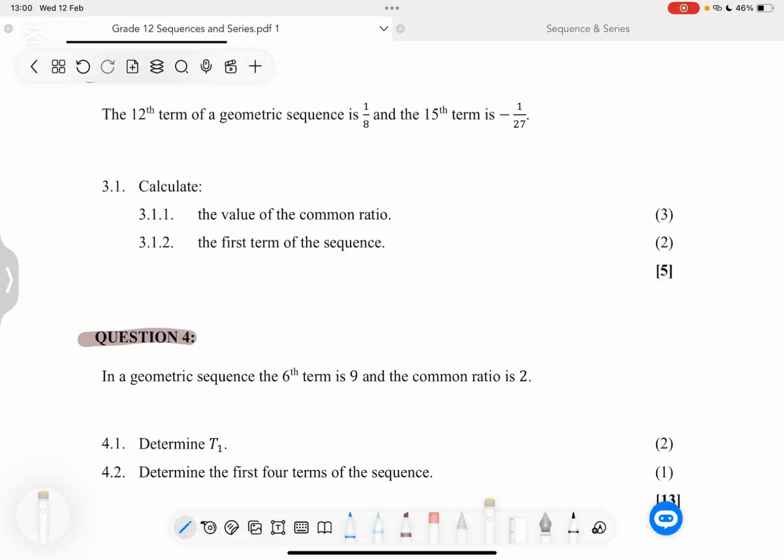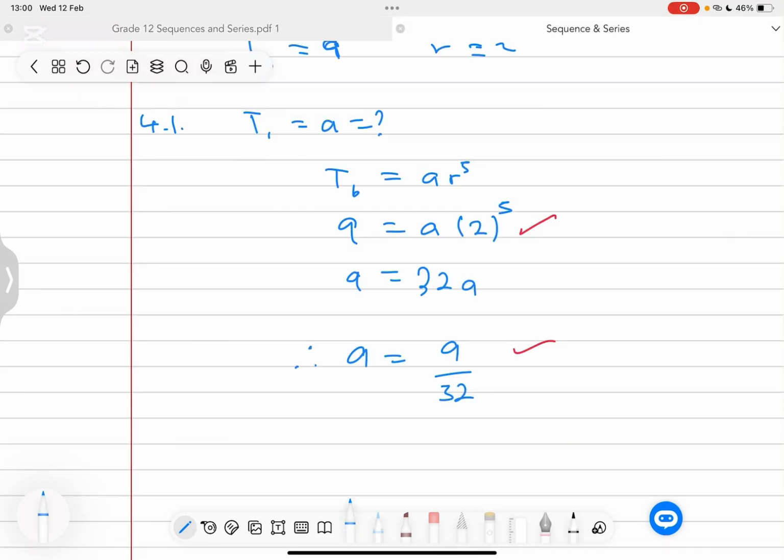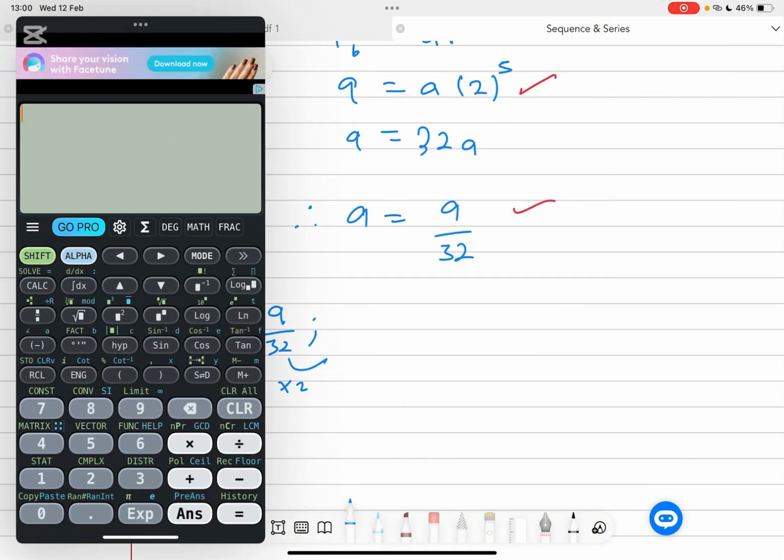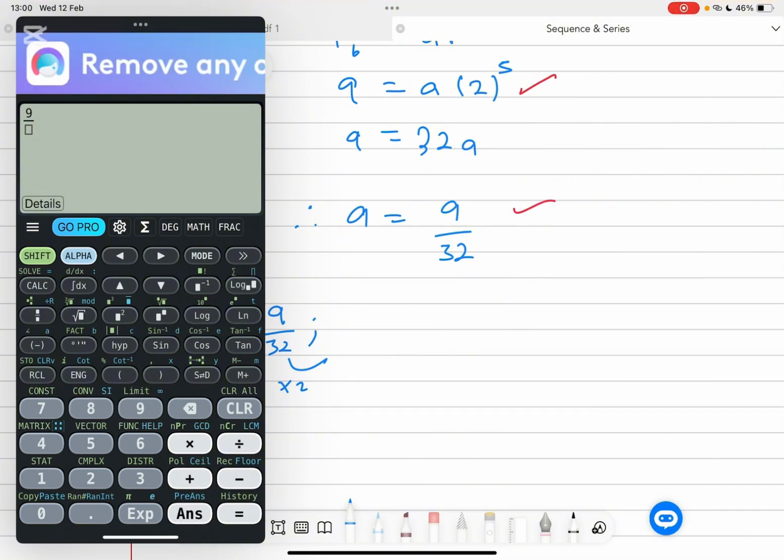Question 4.2 says to us, determine the first 4 terms of the sequence. Remember that A here is the first term, so we actually answered the question by finding the value of A. So that means our first term is going to be 9 over 32. And to find the next term here, we are going to multiply by 2. I can use my calculator here instead of depending on my head. It's doable using your mind, but it might take time. Remember, we only have like 2 marks here, I think, or 1 mark, so we need to save time.